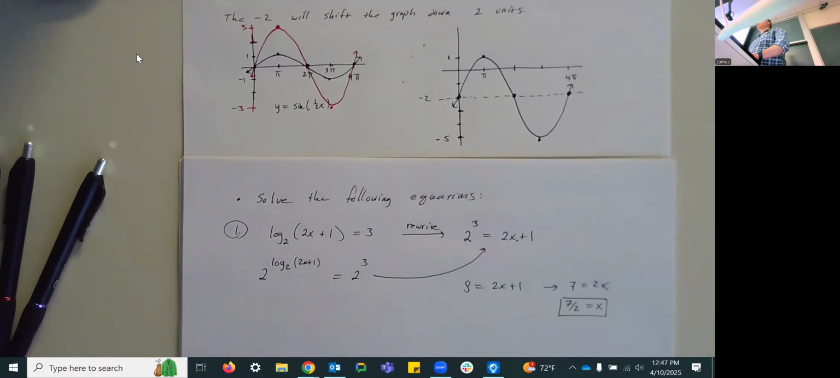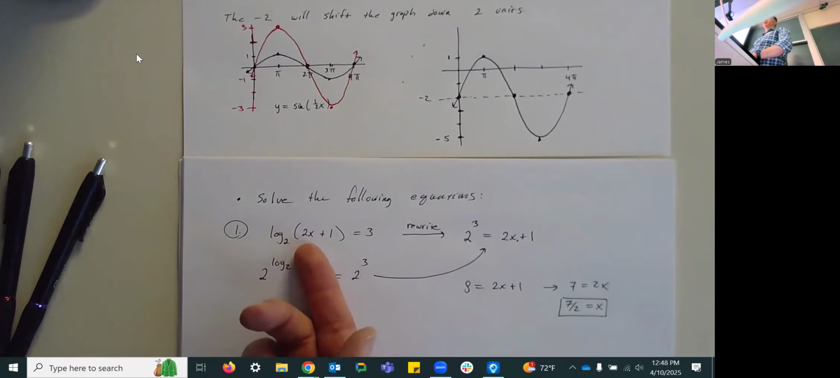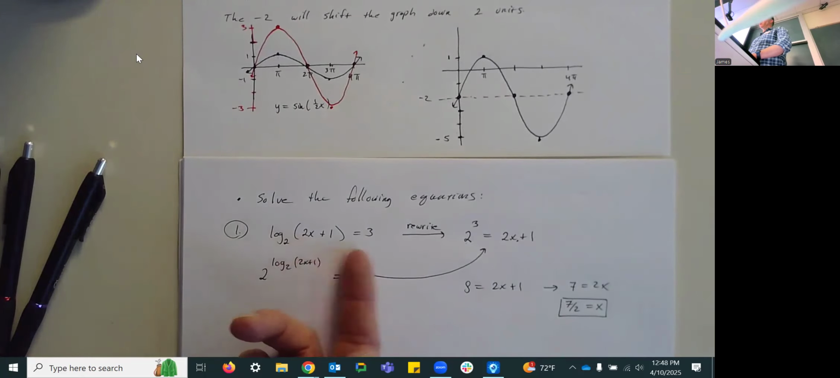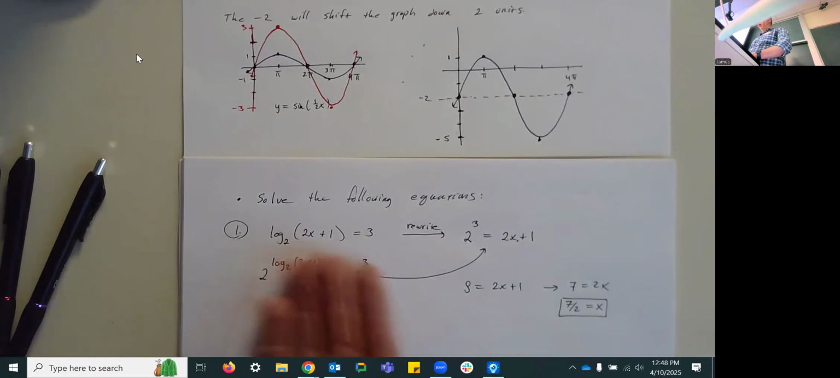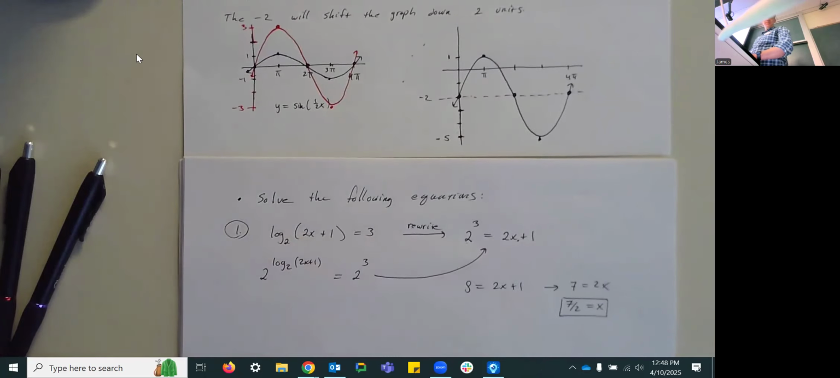Something that is true about some logarithmic equations is you have to make sure your answer is still in the domain of the original expression. Here, this totally is. If you plug in 7/2 for x, 2 times 7/2 is 7, plus 1 is 8, and it's definitely allowable to take the log of 8, whatever your base is.